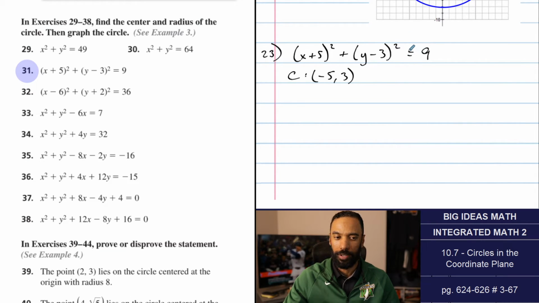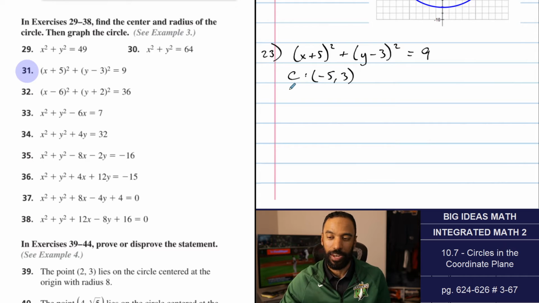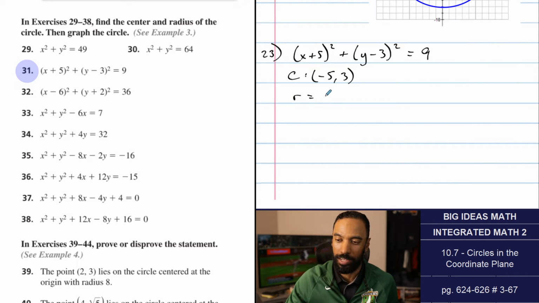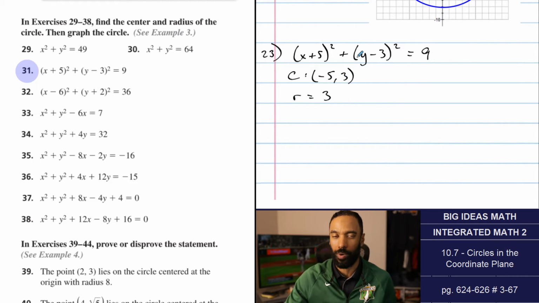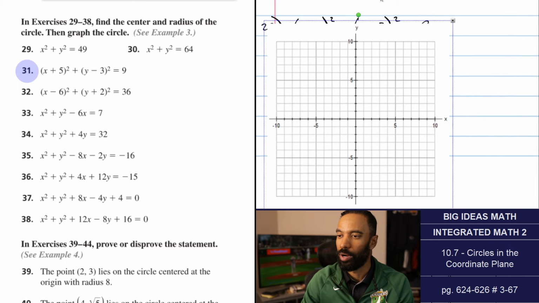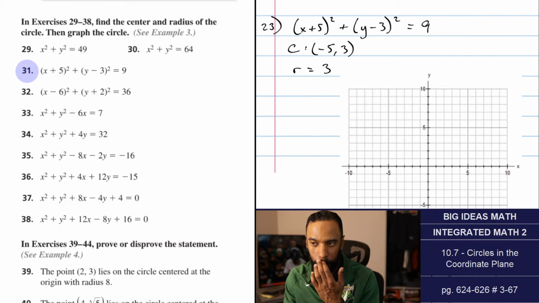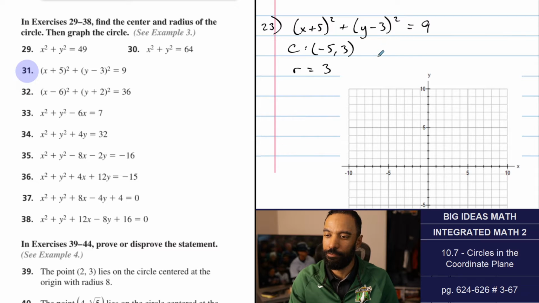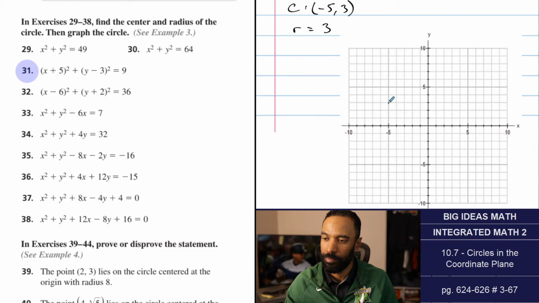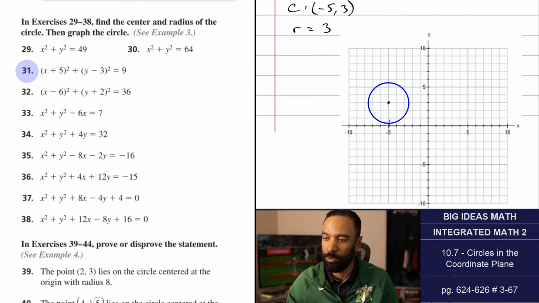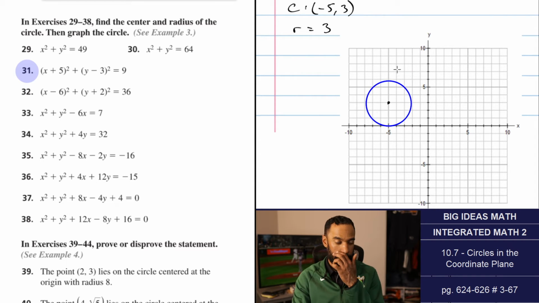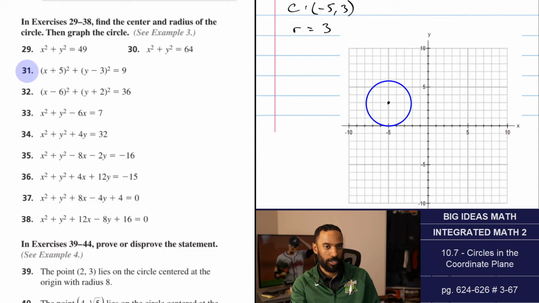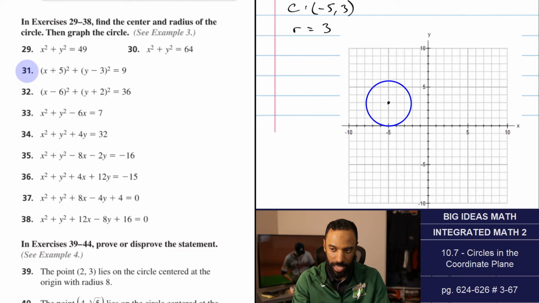Your r² is going to be 9, so r is going to be the square root of 9, which is 3. So, when it comes to graphing this thing, we're going to be at (−5, 3). Radius of 3. So I should be able to go 3 up, down, left, or right. Let's go 3 down. And it's tangent to the x-axis. I don't know if that's a phrase that they're going to use, but it's touching the x-axis tangentially right there.